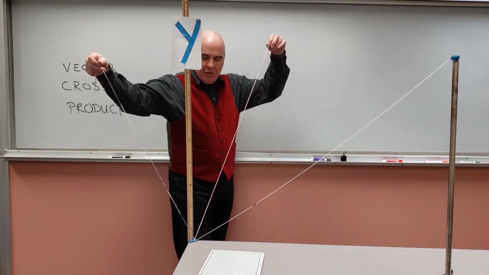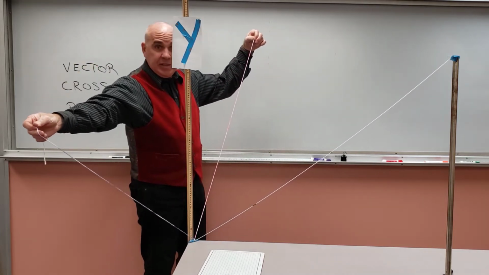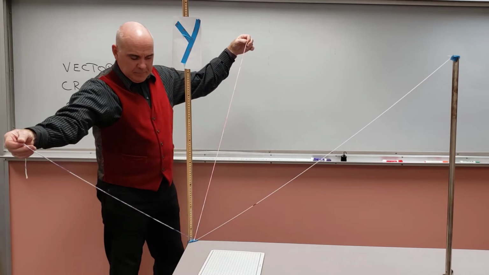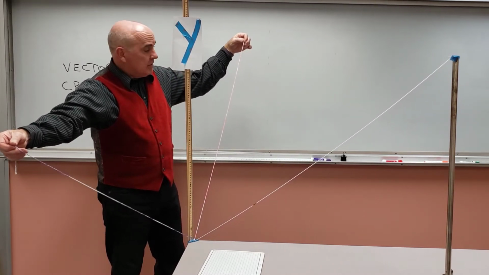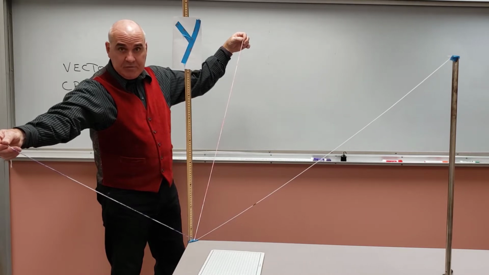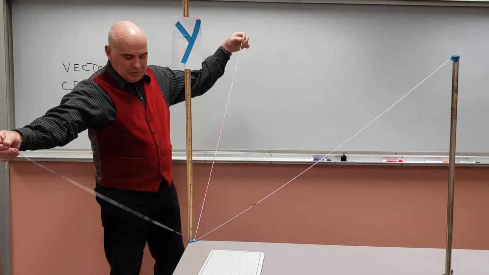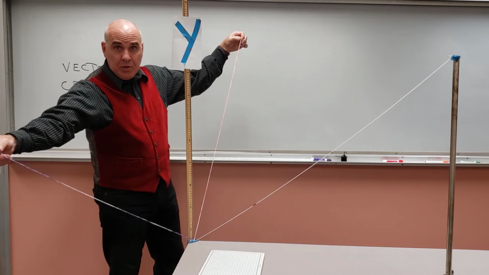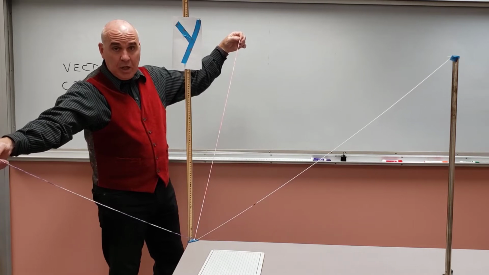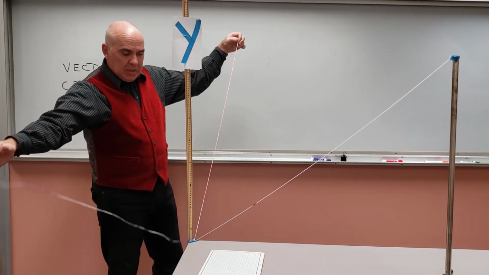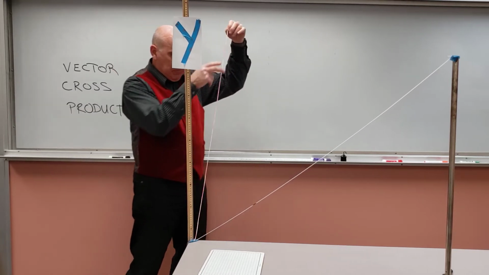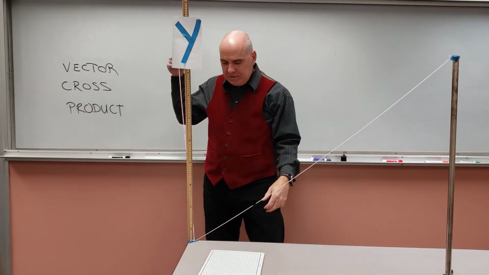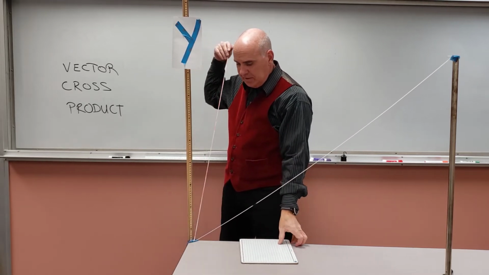If I alter the angle here, I've got to alter this here, okay? And so by changing the direction of red, I've changed the direction of purple. So the purple string is perpendicular to both W and R, the white and the red. There is a relationship between the magnitudes that I'll get to, and I'll do more of this in detail later.